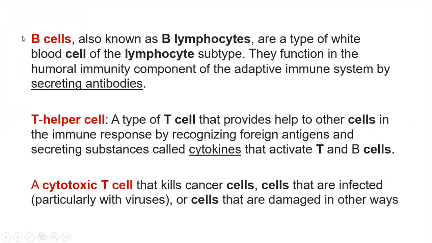Mainly the B cells work through secreting antibodies. You should remember that, highlight this information. The B cells are part of the adaptive immunity and they work through secreting antibodies. That is their functionality in the end.